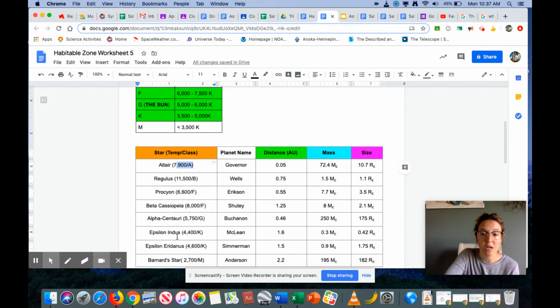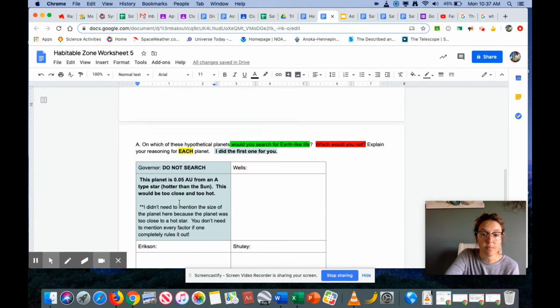So down here, first I'm going to say do not search, okay? This planet is 0.05 AU from an A-type star that's hotter than the sun. So it's too close, too hot. I don't even have to talk about the mass and the radius because it's too close and too hot. That just rules it out right away. So then you'll go on to the next one.